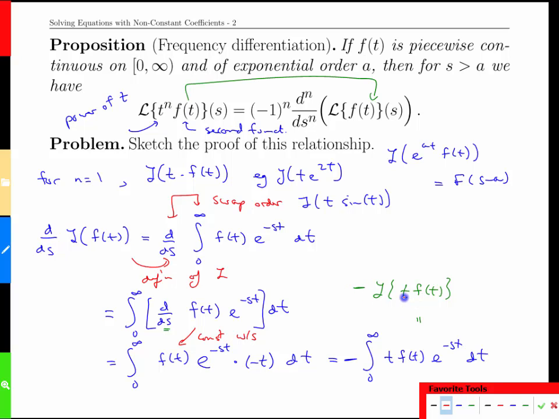Once we've shown this for the first derivative with 1 power of t, then we can simply repeat or use induction for t squared, t cubed, and so on. You can see the pattern is going to remain the same. Every time we differentiate this exponential with respect to s, a t will pop out, and we'll have an extra t, and we'll also have another minus sign. So minus 1 to the number of t's, and the number of derivatives to the number of t's.